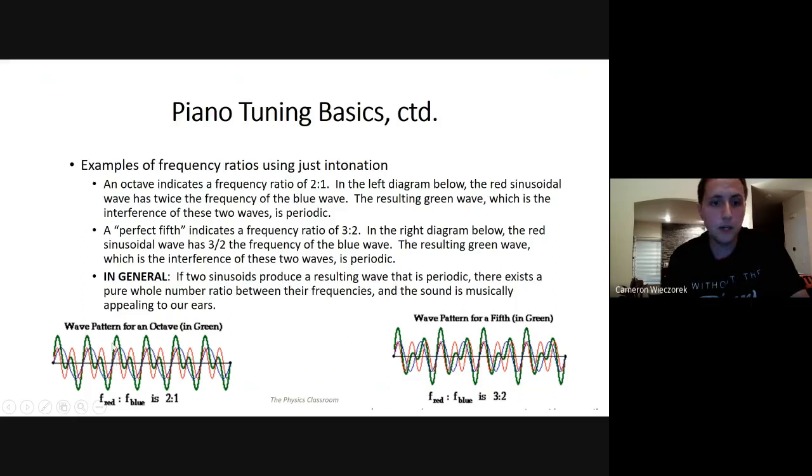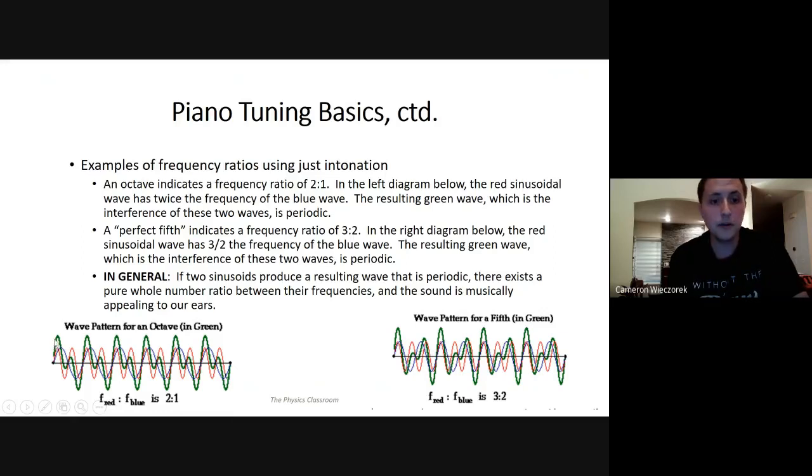And the two notes that are being played, the individual notes, would be the red sine wave and the blue sine wave. And in the diagram on the left, the red sinusoidal wave has twice the frequency of the blue wave, hence the ratio 2 to 1. If you add the two waves together, that resulting green wave is the sum of those two individual sine waves, it's the interference of the two waves.